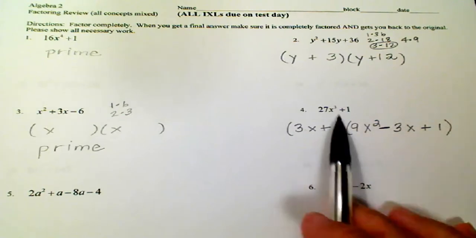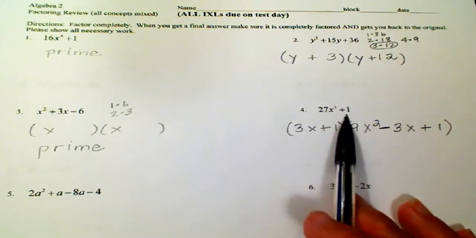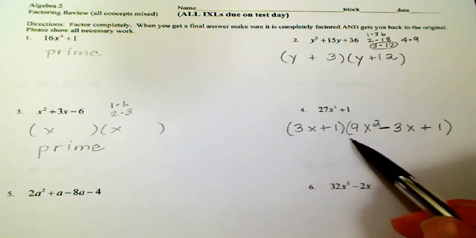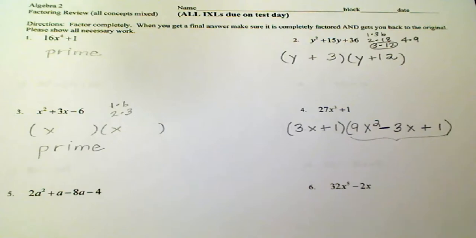Okay, so we noticed that this was a perfect cube, so we knew our little cube root shuffle song. This trinomial, when you do the cube root shuffle, you can never factor that again. Okay, so that's prime. That trinomial is always going to be prime.